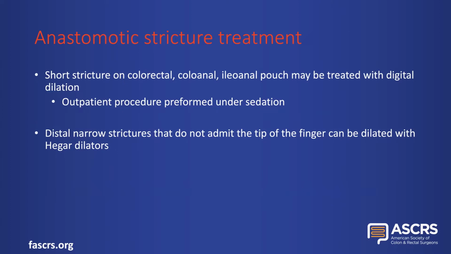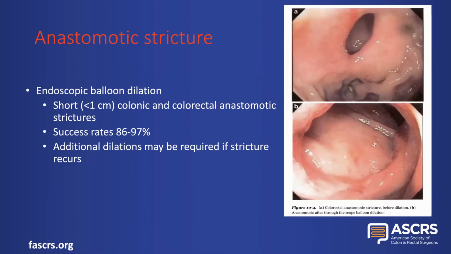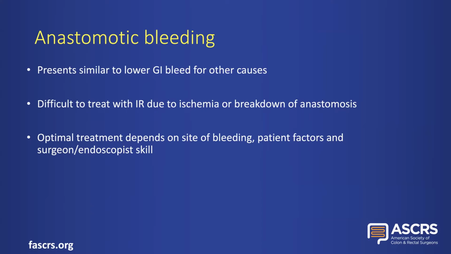And distal narrow strictures, like we talked about, that don't admit the tip of your finger, will have to start with something even smaller, like a 4 or a 6 size Hegar dilator, and you can slowly work your way up. The balloon dilations work for short, usually less than 1 centimeter colonic and colorectal strictures. The success rate of balloon dilation is quite high, though it may require additional dilations if the stricture recurs.